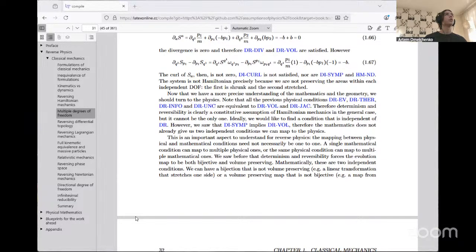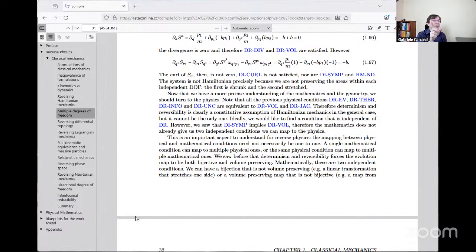However, we saw that symplectic implies volume preservation. Therefore, the mathematics does not already give us two independent conditions we can map to the physics. So this is an important point for me: we have math and physics, and we would like to understand the physical and mathematical conditions, but sometimes things do not map one-to-one. The same mathematical condition can actually be two separate independent physical conditions that are bundled together.